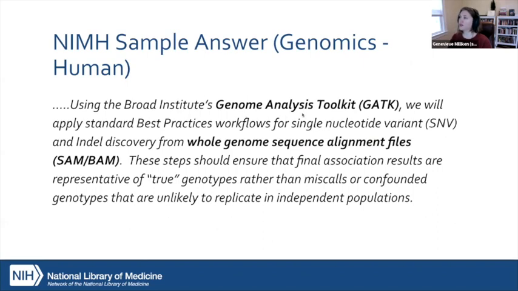So they're using the genome analysis toolkit here, and then they're going to apply best practices workflows for single nucleotide variant and indel discovery from whole genome sequencing alignment files. So they're going to use SAM or BAM files here. And so these steps should ensure that the final associated results are representative of a true genotype rather than miscalls or confounded genotypes that are unlikely to replicate in independent populations.